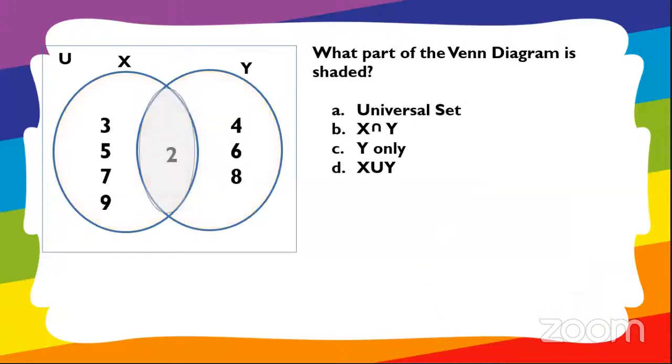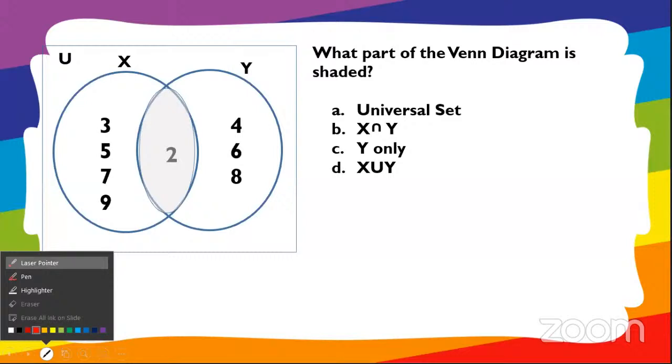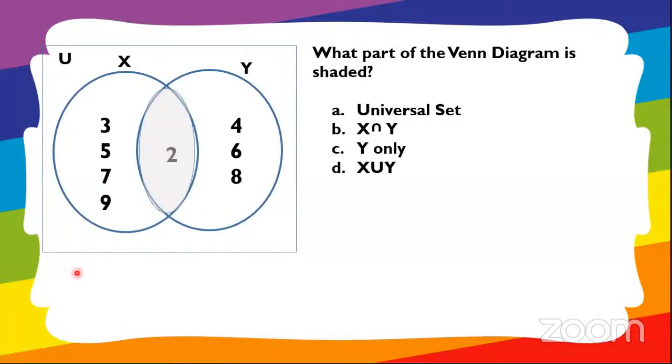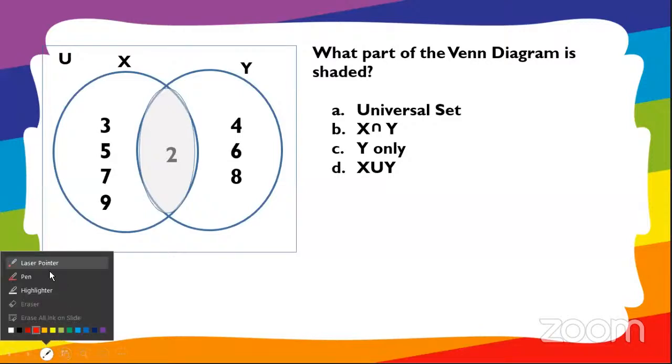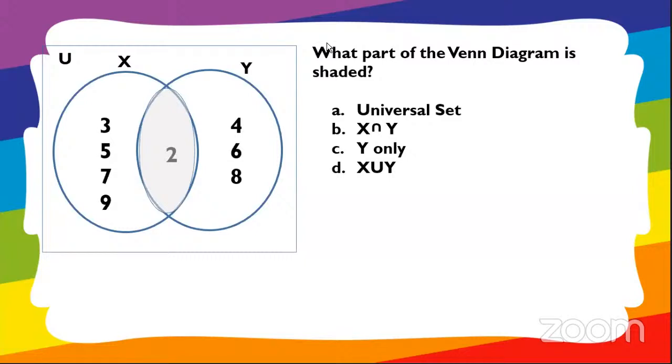What about this one? What part is shaded? Look closely. I know it's kind of faded. We can see that shaded area, right? Just look closely there. All right. Let's see in the chat. I'm seeing B, I'm also seeing some A's, but mostly B. So let's return and see.